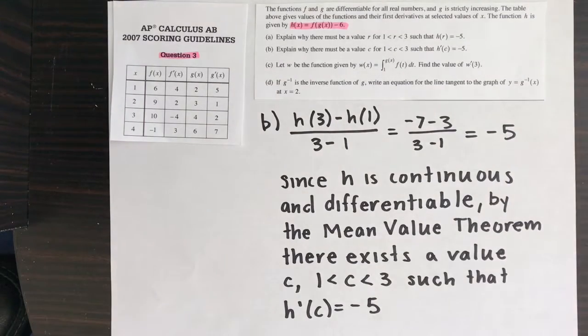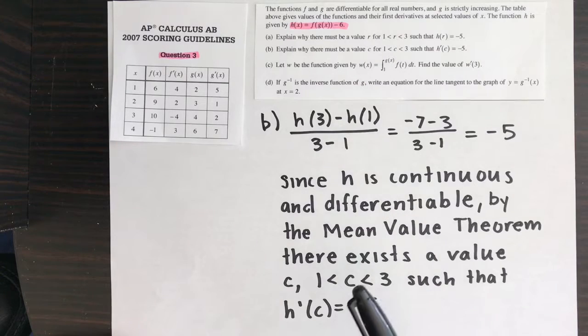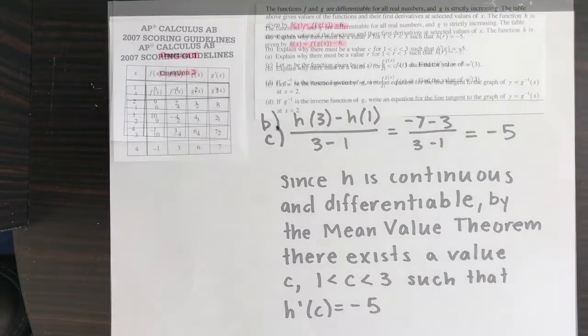Full points are earned on this problem by showing work finding the slope of the secant line and by writing a full conclusion using the mean value theorem that shows that h is continuous and differentiable.